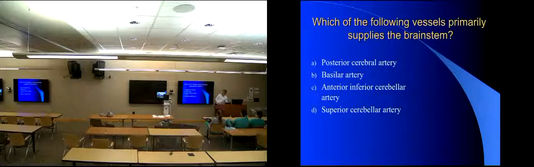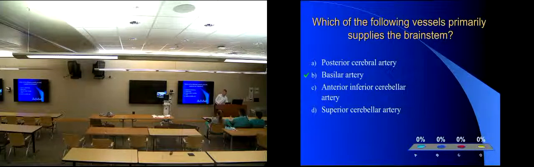Which of the following vessels primarily supplies the brainstem? Basilar. That was quick. Anybody else? No. So yes, that's correct. And what feeds into the basilar artery? Vertebrals. Yeah. I think I have a question about the vertebrals later, so I won't ask another question about that.